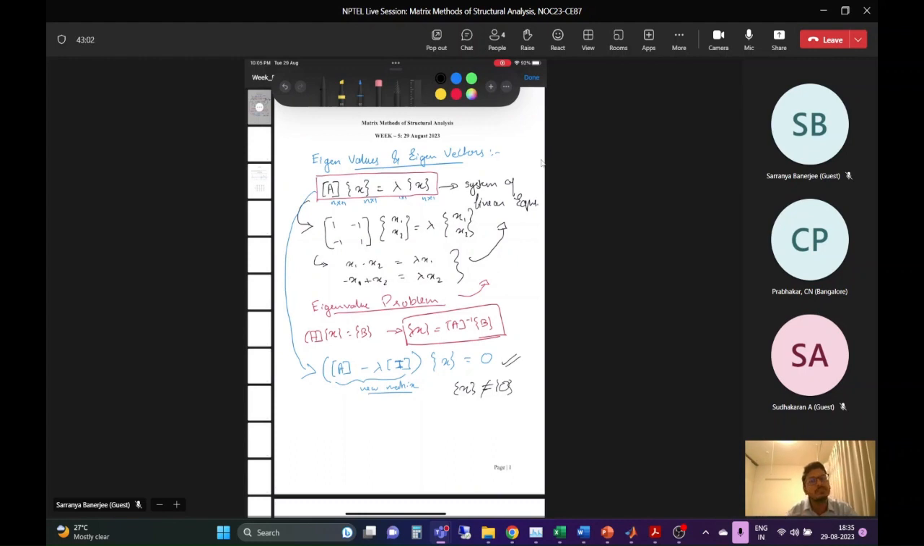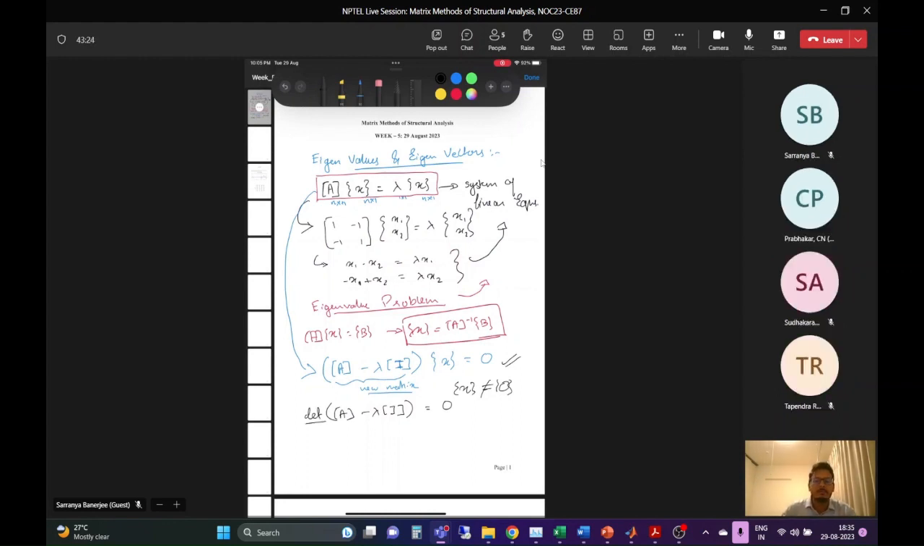We want some nontrivial solution for x. So what would be the solution? The determinant of this matrix has to be 0. Is this understood? So if the determinant of this matrix is 0, then we'll have some solution for x. Fine.